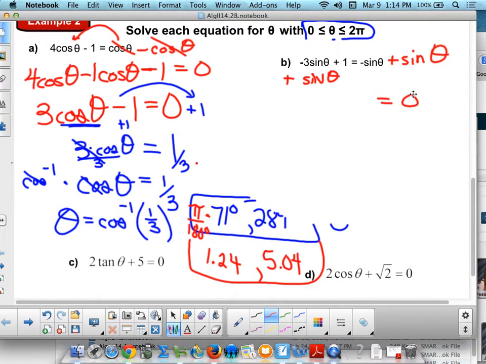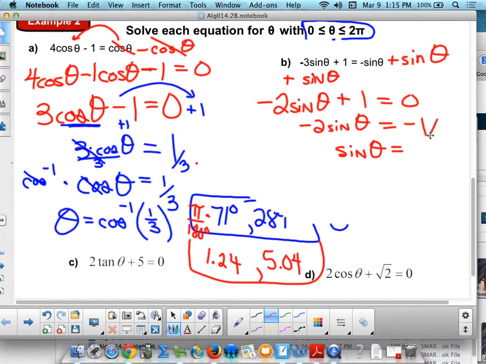So when you added sine to both sides, what'd you get? What's negative 3 sine of theta plus 1 sine of theta? Negative 2 sine of theta, yep. Plus 1 equals 0. Okay, quick, tell me what to do. Minus 1. Minus 1, okay, negative 1, negative 2 sine of theta. Divide by what? Negative 2, what do you get? Is it negative half? Because negative 1 divided by negative 2, isn't that 1/2?